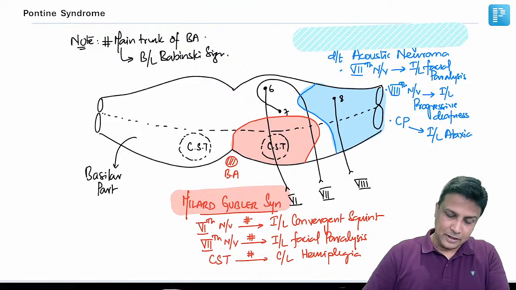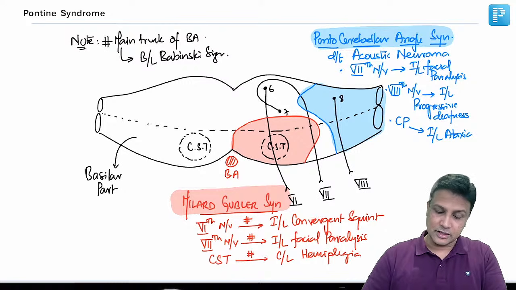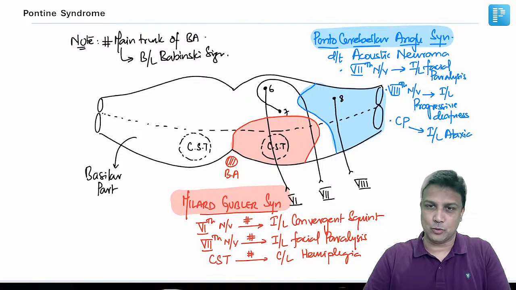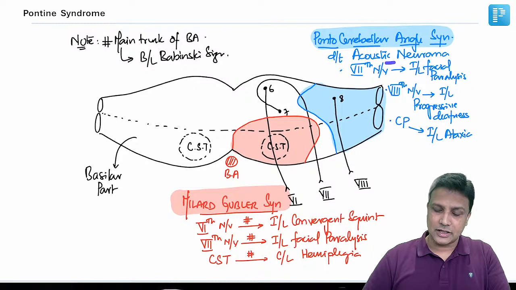Similarly, if this much part of the Pons is involved, this will be referred to as the pontocerebellar angle syndrome. Please remember the reason here. The reason is that it occurs due to the acoustic neuroma.